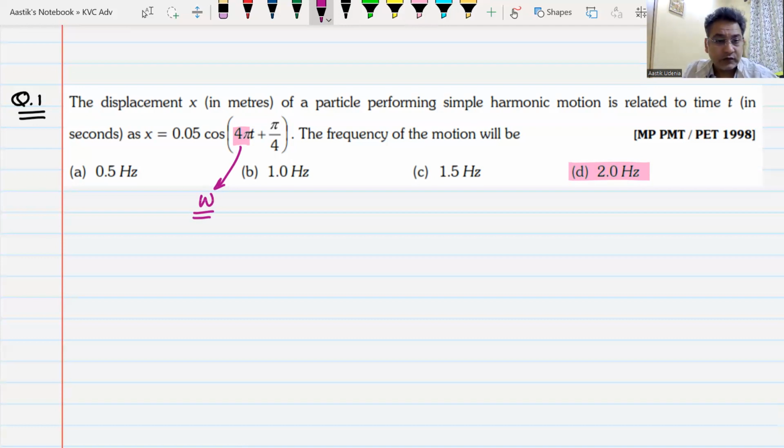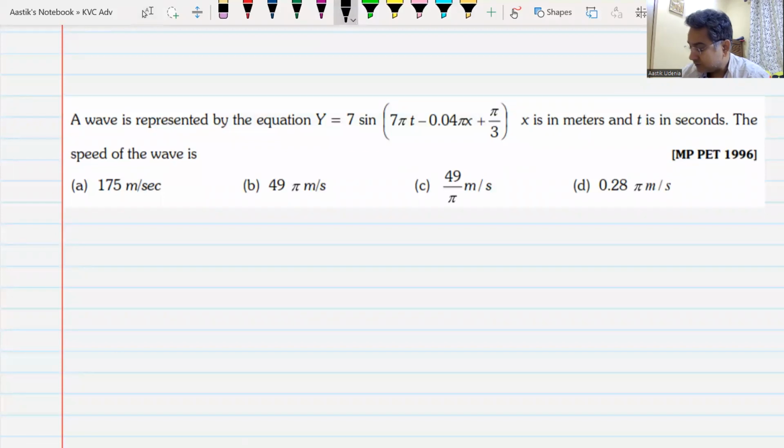Yes, sir. This is the next one then. A wave is represented by this equation, where x is in meter and t in seconds. The speed of the wave is. A, sir. I think we have done this question before. Yes, sir. Okay, I forgot it. I thought that I had done it.